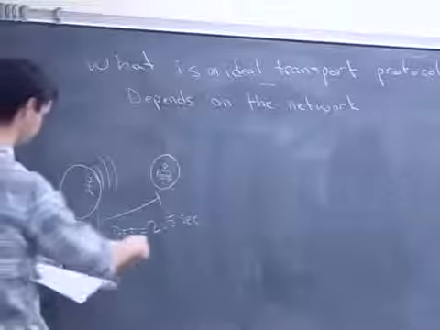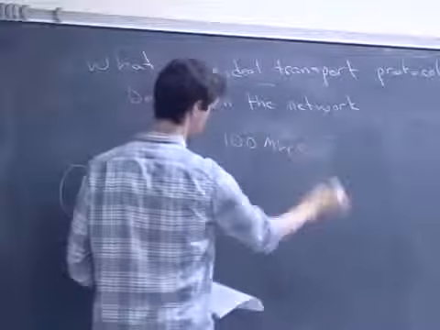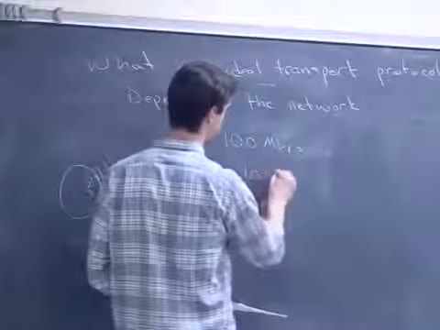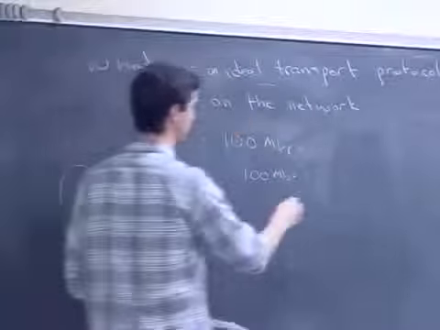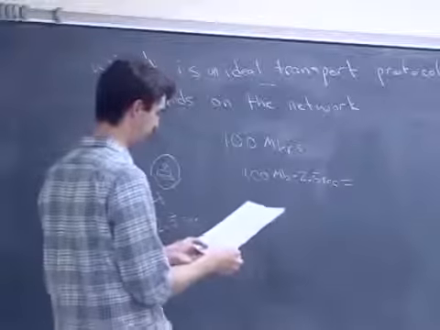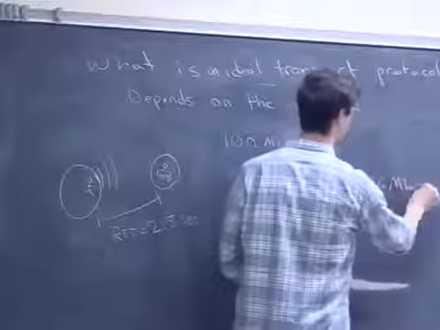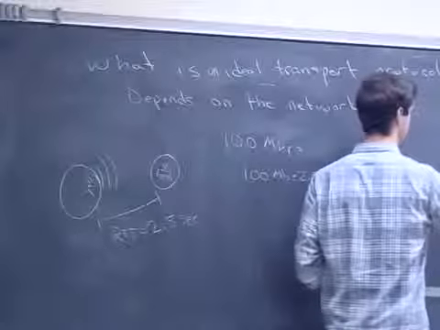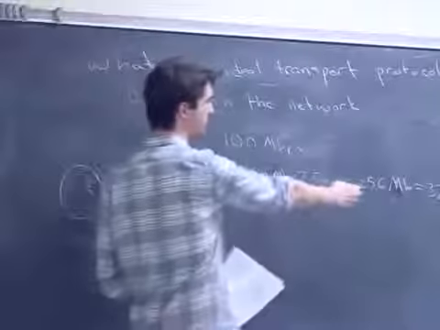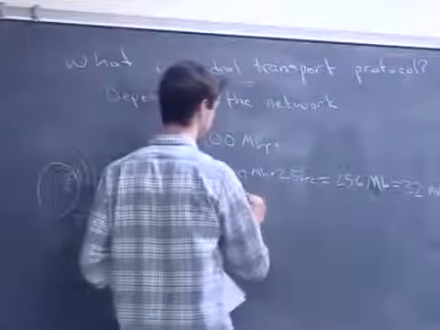In fact, with this large of a round trip time, if we assume that we have a 100 megabit per second link and a round trip time of 2.5 seconds, then we can send 100 megabits times 2.5 seconds. This works out to be 256 megabits, which is about 32 megabytes. So if we were to just send at our full rate here on Earth, we could send 32 megabytes before we received an acknowledgement for any data.